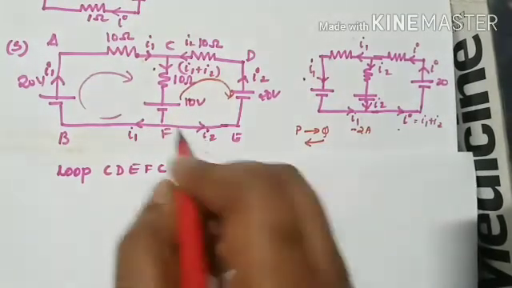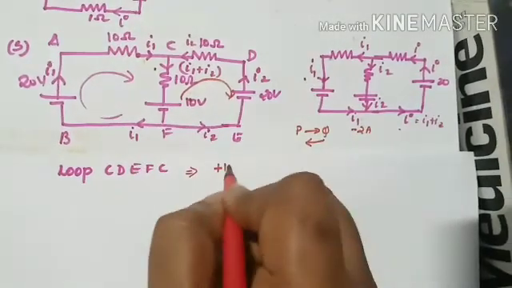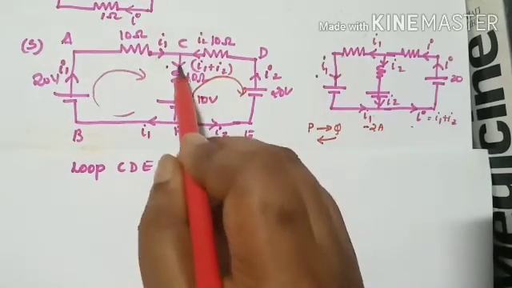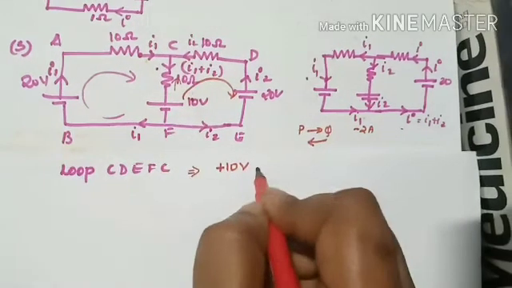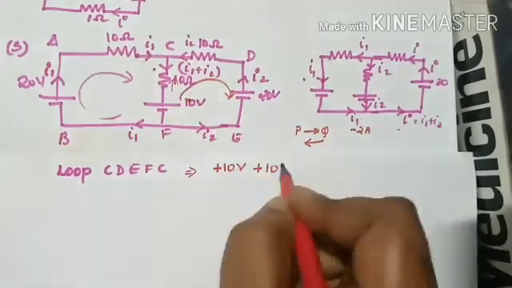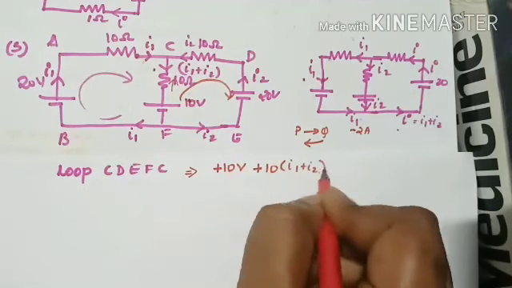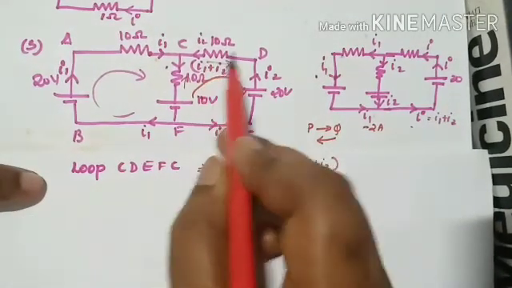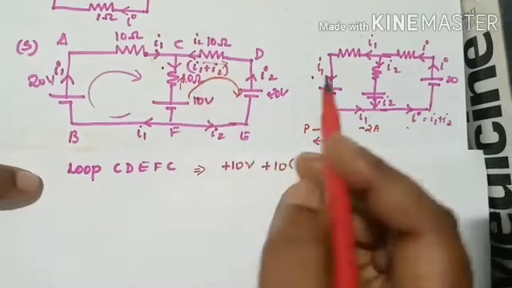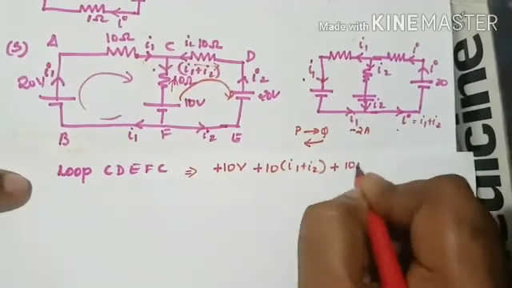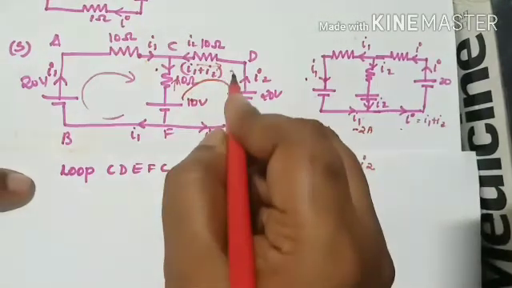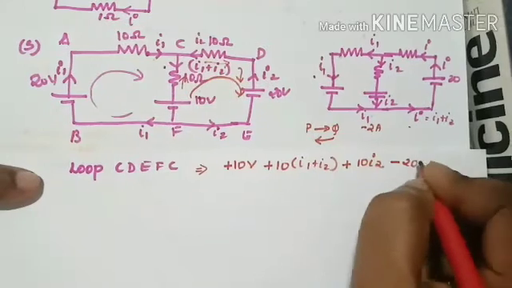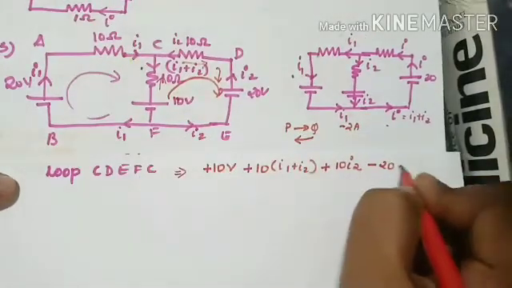Okay, I'm starting with the supply, minus to plus 10 volt. Then I am moving in this direction, but the current is in the opposite direction. So plus 10 I1 plus I2. Right. Then I am again moving in this direction, but the current is in the opposite direction. So it is plus 10 I2. Then I am moving in this direction, positive to negative. This minus 20, and that everything is completed, that is equal to 0.